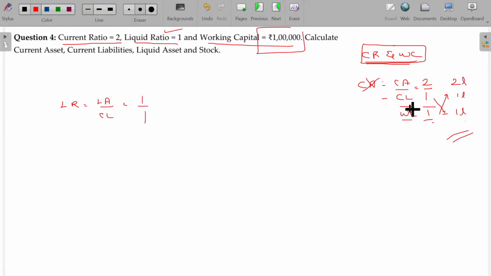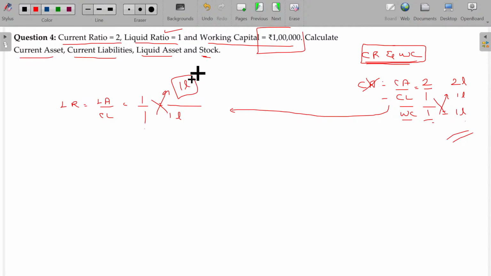Now, this value what we have calculated can be posted here, 1 lakh. So current liabilities being 1 lakh calculated from the current ratio and working capital. From that, very easily you can calculate the liquid assets should also be 1 lakh. So we have completed current assets, current liabilities, liquid assets. What about the stock? Stock is nothing but current assets minus liquid assets. Current assets in this case being 2 lakhs and liquid assets in this case being 1 lakh. So the difference between these two is the stock, 1 lakh. Clear?